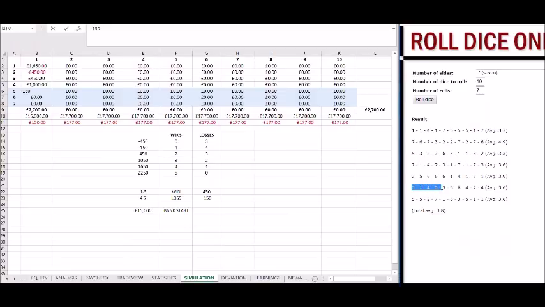1, 2, 3, 4, 5. 1, 2, 3, 4. There were 4 wins, 1650. So I push on, but the next one is a loss. So it takes me back down to 1500.